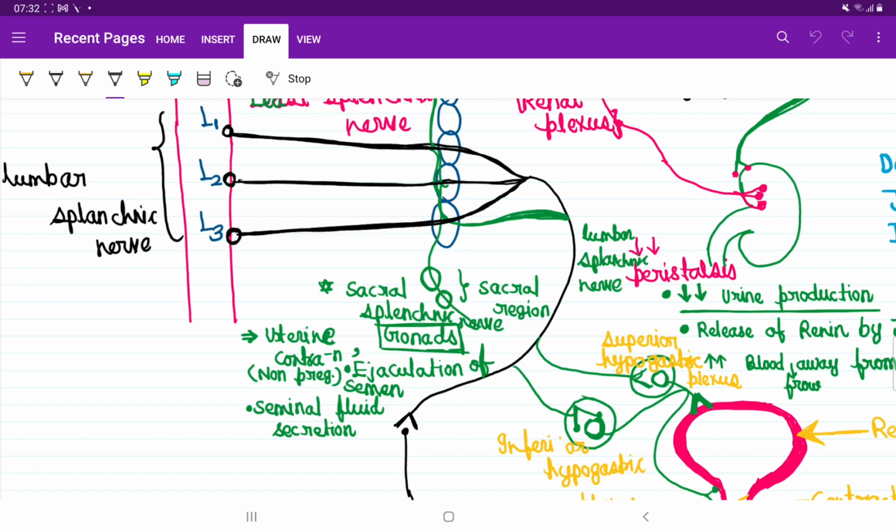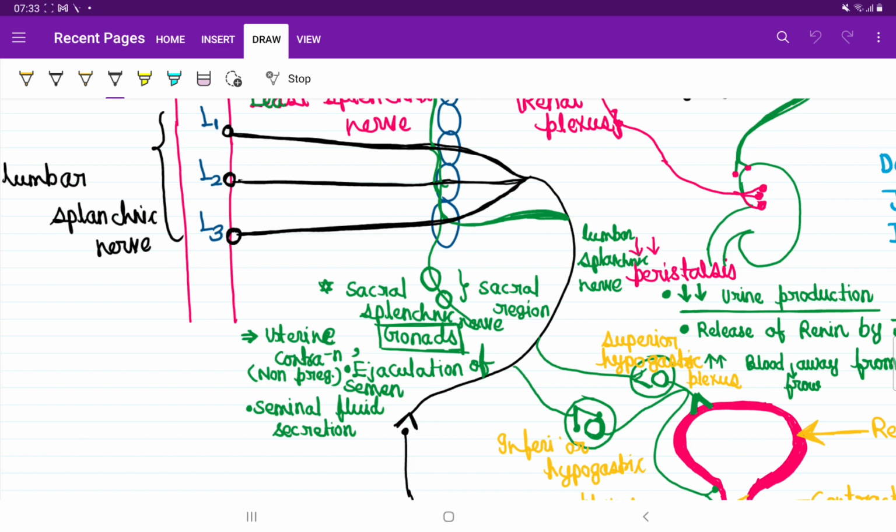Then we have the sacral splanchnic nerve. This sacral splanchnic nerve acts on the uterus of non-pregnant women. In the non-pregnant woman's uterus, they cause contraction. Yes, not pregnant women, because the receptors will change, so in non-pregnant women they cause contraction.